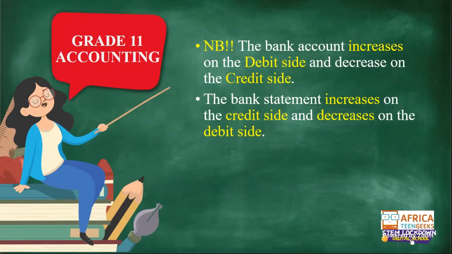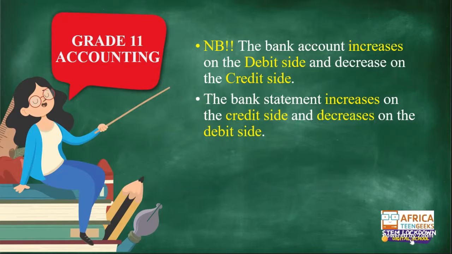So if we're preparing the bank reconciliation statement, on the debit side it will be decrease, and on the credit side it will be increase, right? That's what you need to know. The bank statement increases on the credit side and decreases on the debit side, right? Going back to the bank account, we said that the bank account is an asset, right? That's why it increases on the debit side and decreases on the credit side. Now, the question that arises is, why does the bank statement increase on the credit side and decrease on the debit side?